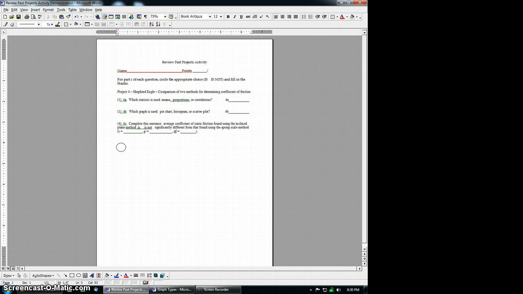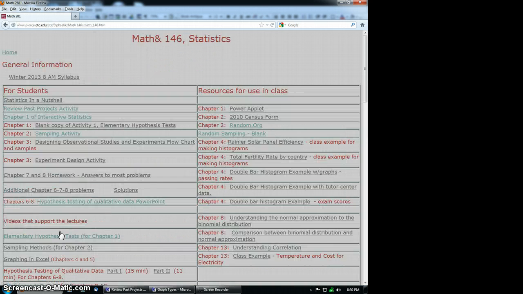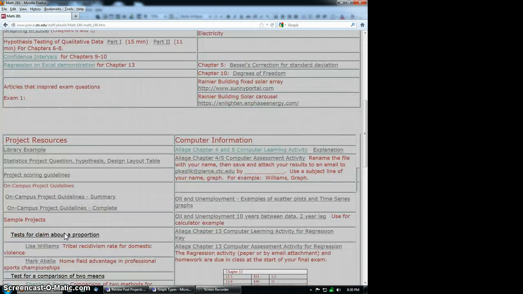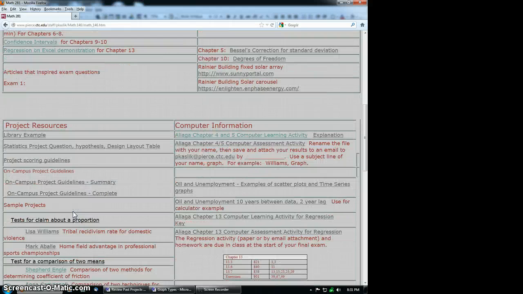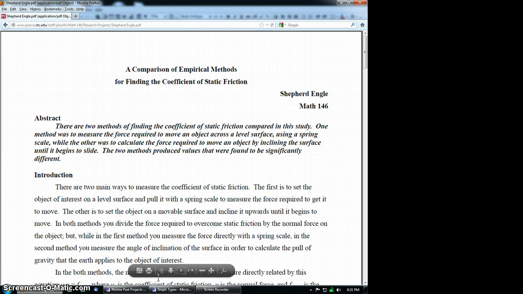And so what we're going to do is go to my website, which is shown here at pierce.ctc.edu. And if you click on the Math 146 page and scroll down, you will see project resources. And scroll farther down, you see sample projects. And we want the one that says Sheppard-Engel. And so we'll click on that and we'll open it.